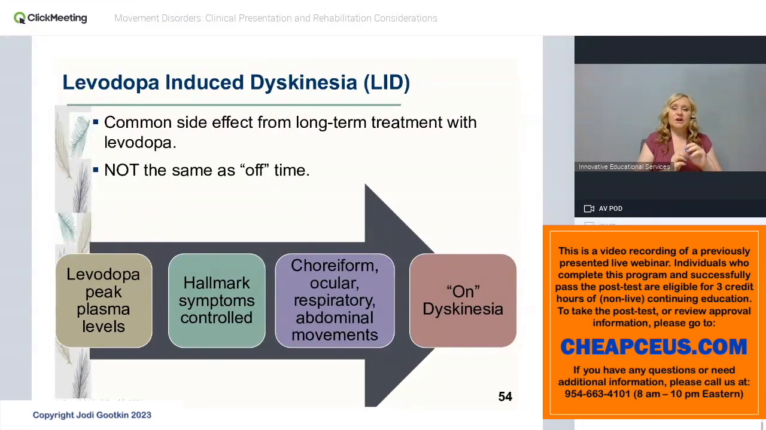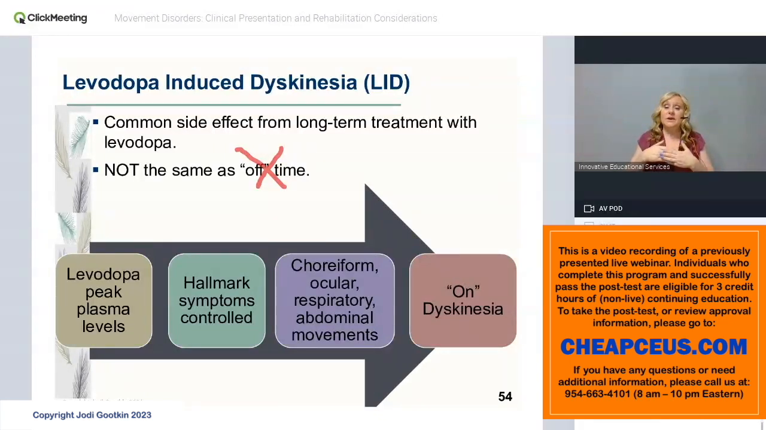Levodopa-induced dyskinesia. This is a condition that develops. So it's not off time. It is not the same thing. Off time is when the individual is taking their medications, and the medications are working, but before the next dose kicks in, while the previous dose is wearing off, for example in the morning, their typical Parkinson's symptoms emerge. That's off time. This is different.